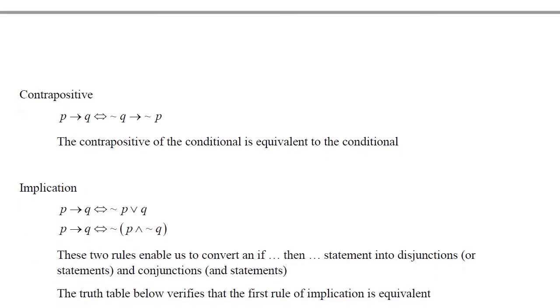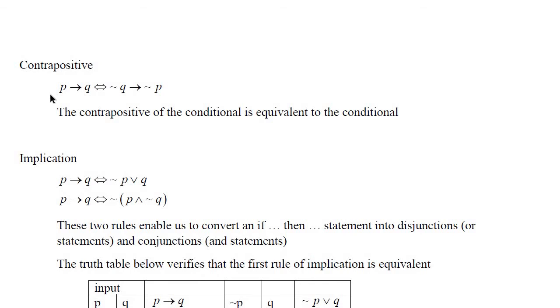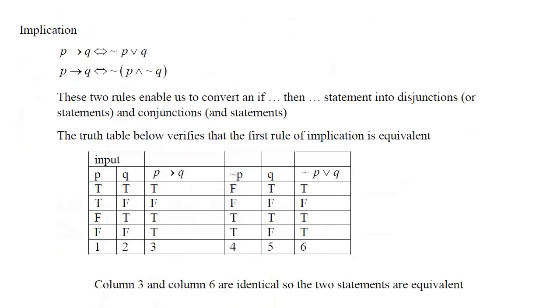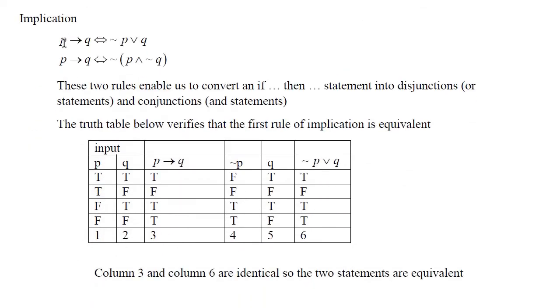Alright, let's take a look at the contrapositive rule. If I have the conditional if P then Q, that is equivalent to its contrapositive, which is if not Q, then not P. So the contrapositive of a conditional is equivalent to the conditional. Rules for implication. If I have the statement if P then Q, that's equivalent to the statement not P ORed with Q.